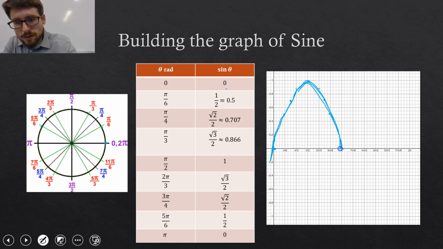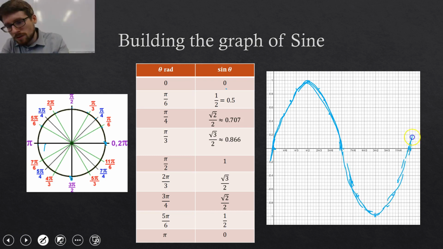Looks a lot like the cosine graph, but shifted, which is what it is. We know at 3 pi over 2 it's going to be at -1, and at 2 pi it's going to be at 0 again. So at 3 pi over 2 its y-coordinate is -1, at 2 pi it's back to where we started, 0. And then at 7 pi over 6 it's -0.5, then -0.7-ish, and then -0.866 roughly.